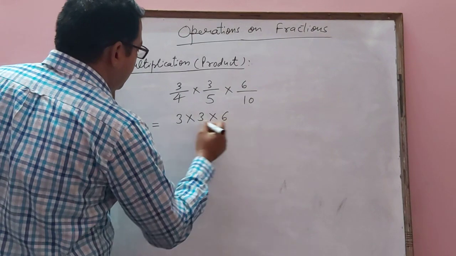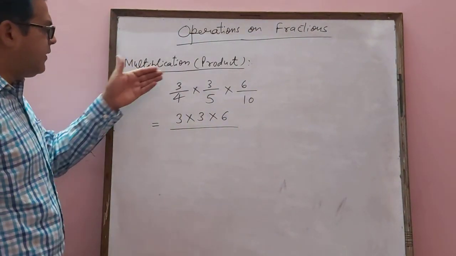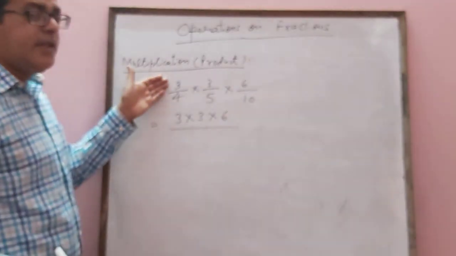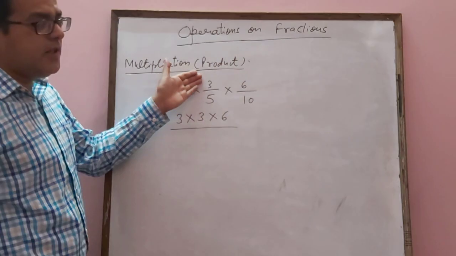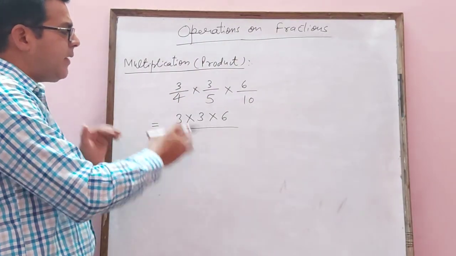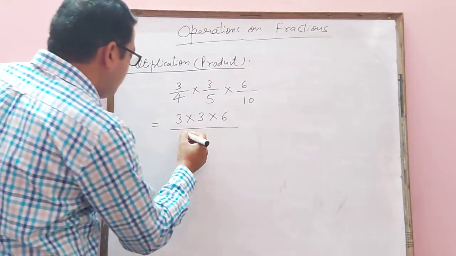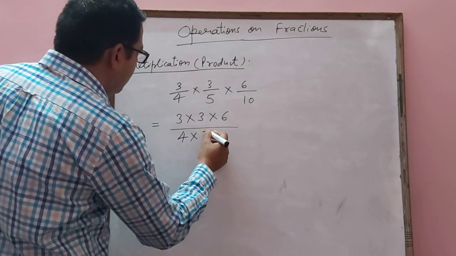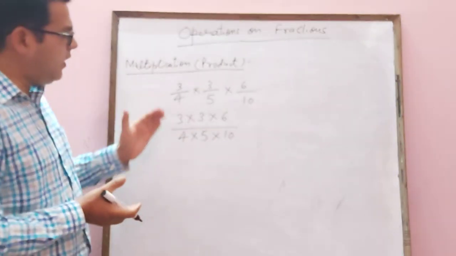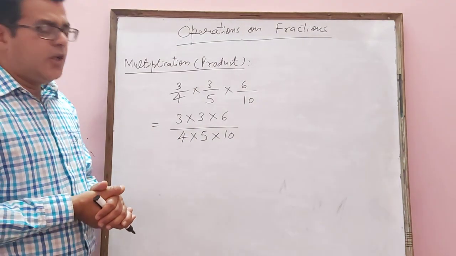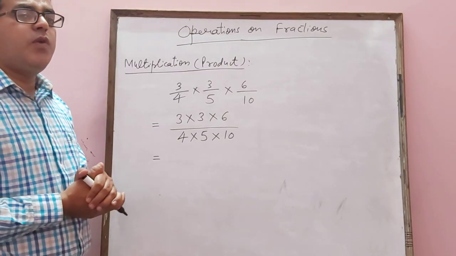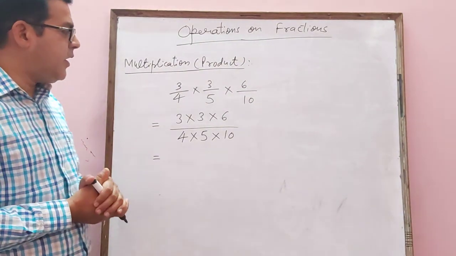multiply numerator with numerators. 3, 3 and 6 are the numerators. For the first fraction 3 is the numerator, for the second fraction again 3 is the numerator, and for the third fraction 6 is the numerator. So we are multiplying 3 by 3 by 6. Now downside we can write 4 into 5 into 10. Right? You can also do it like this. Now we have to multiply numerator with numerator and denominator with denominator.